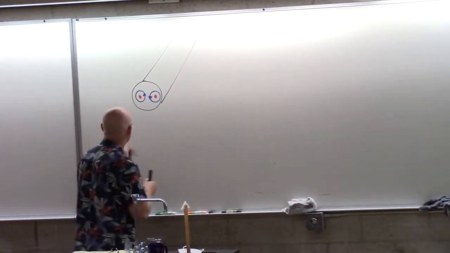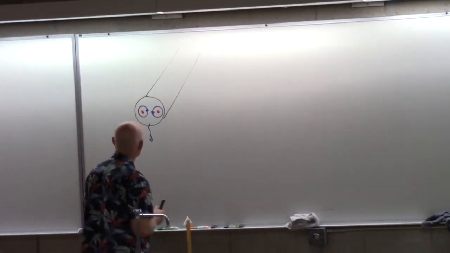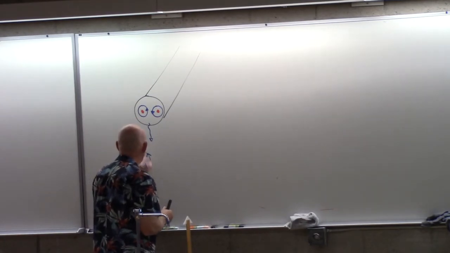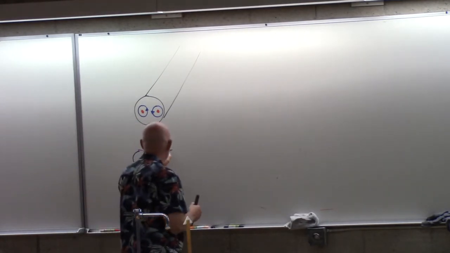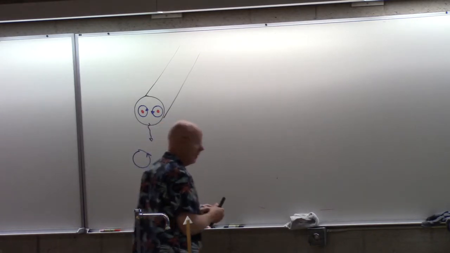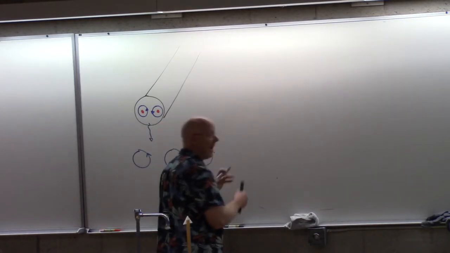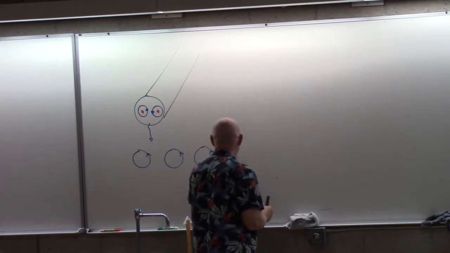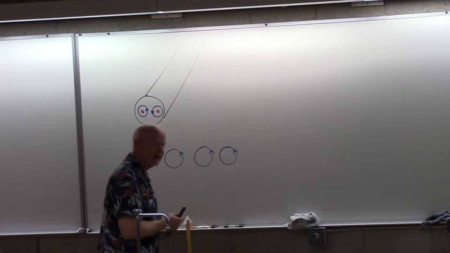But what if I were to get all of those electrons orbiting in the same direction? If I were to get them to be synchronized. And so this picture here changes to this. Counterclockwise. The next one, counterclockwise. The next one, counterclockwise, right?